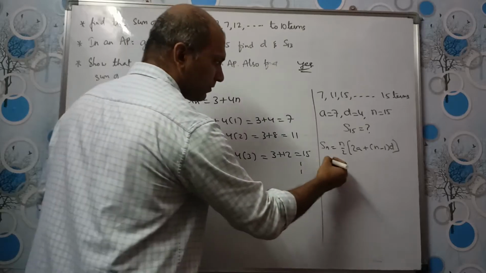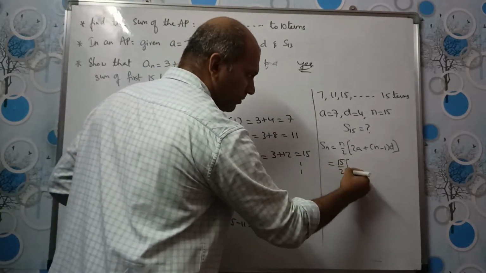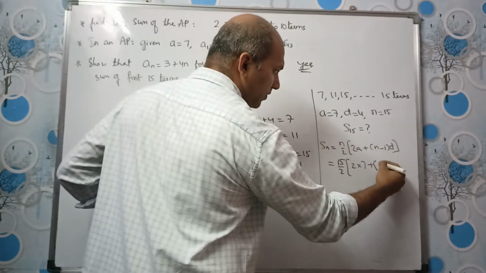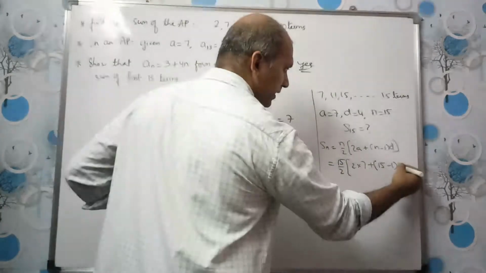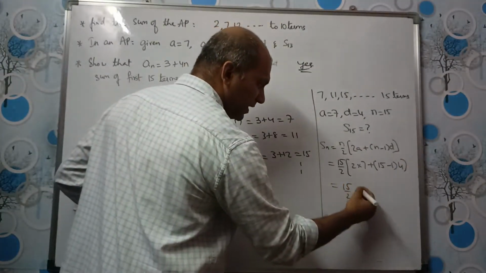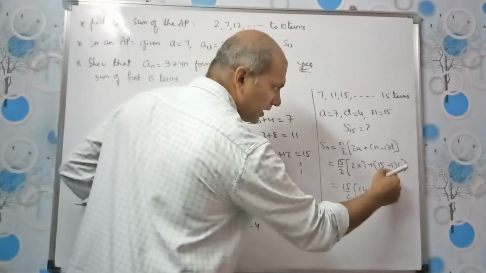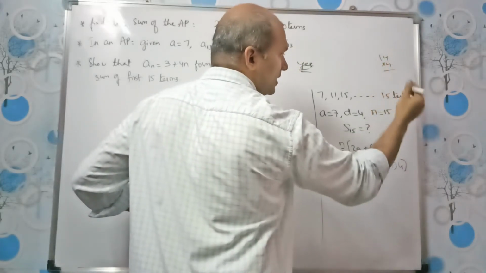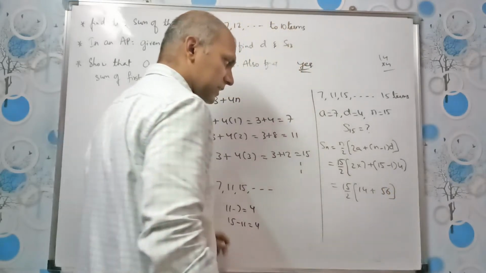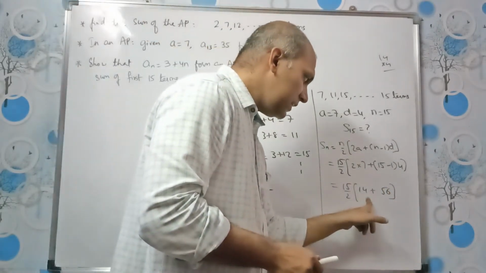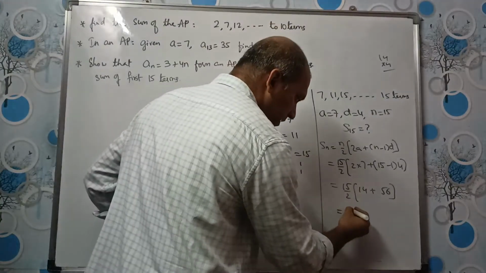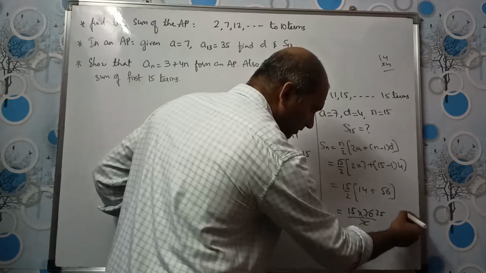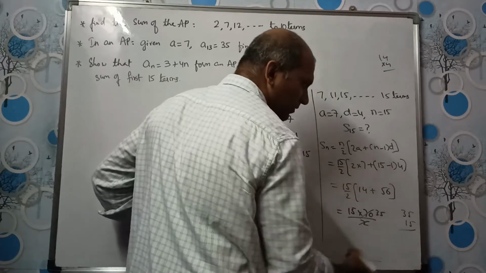This is the formula. So S15 will be 15 by 2 into 2 into a, which is 7, plus n minus 1, 15 minus 1, multiplied by d. d is 4. So this is 15 by 2 into 14 plus 14 into 4. 14 into 4, 40 and 16, 56, right? Okay, good. 56 and 14 is 70. So this is 15 multiplied by 70 divided by 2. So this will be 35. So 35 multiplied by 15.